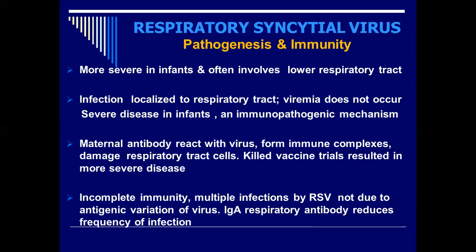There is incomplete immunity. Multiple infections of respiratory syncytial virus can occur, not due to antigenic variation of the virus. The IgA respiratory antibody reduces the frequency of infection. Multiple infections of the respiratory tract by the respiratory syncytial virus are not because of antigenic variation. The antigen is almost the same, so this means that there may be some other mechanism involved.